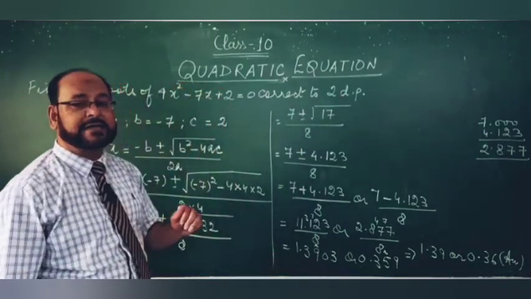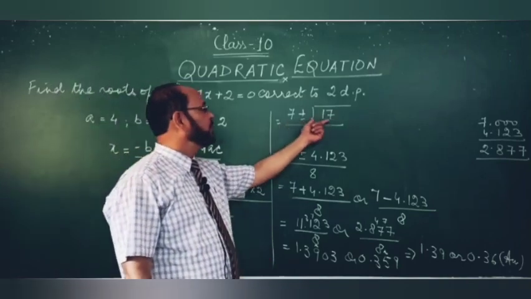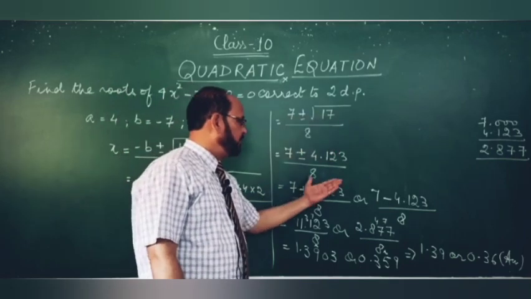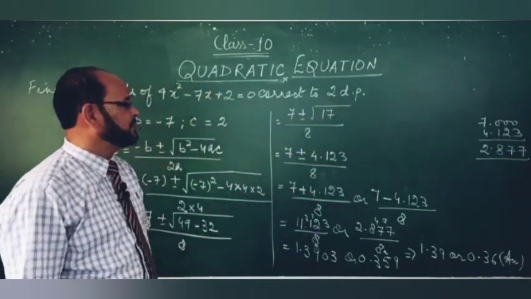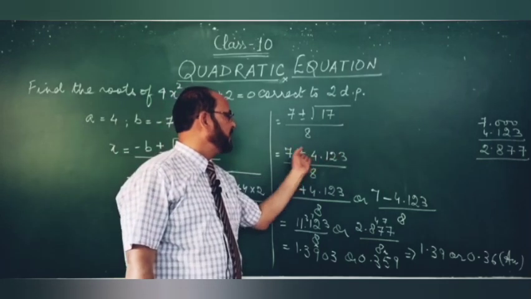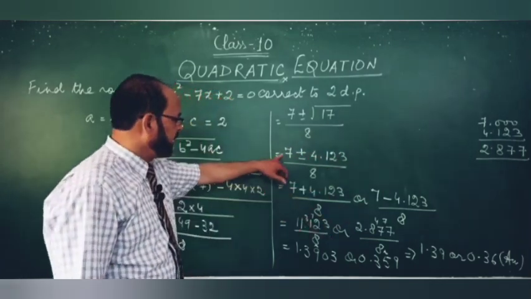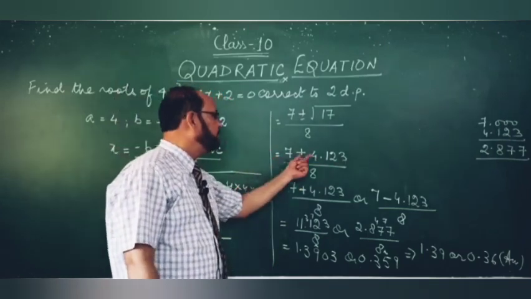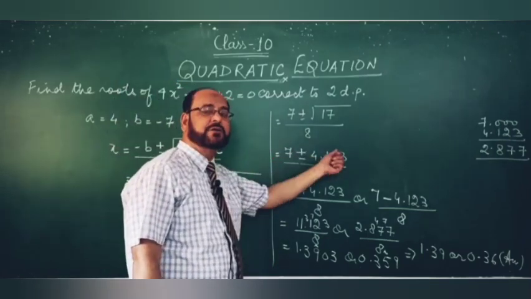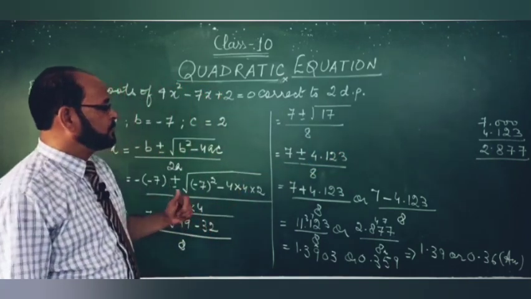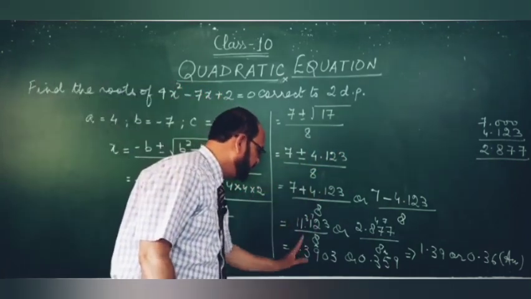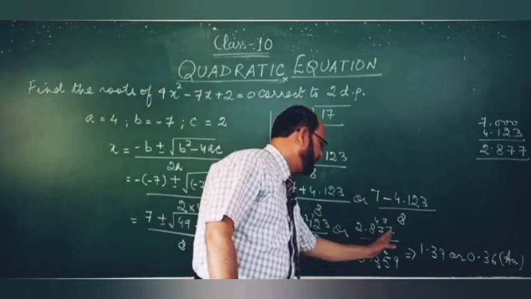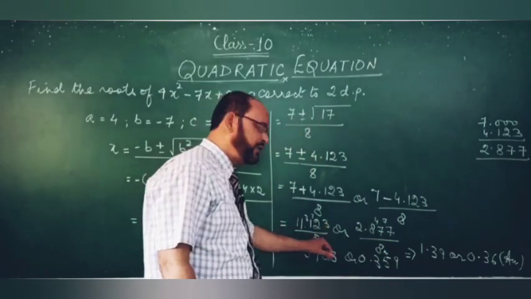Now since you have to find the answer up to 2 decimal places, your job is to find the square root of 17 up to 3 decimal places. So when you find the square root of 17 to 3 decimal places, you will get 4.123. Now 7 plus minus 4.123 means once you will add 4.123 to 7 and once you will subtract 4.123 out of 7. So after adding you will get 11.123 and when you subtract you will get 2.877 upon 8, here 11.123 upon 8.